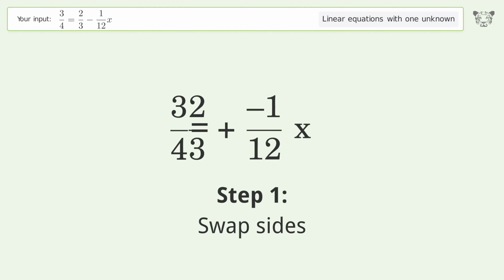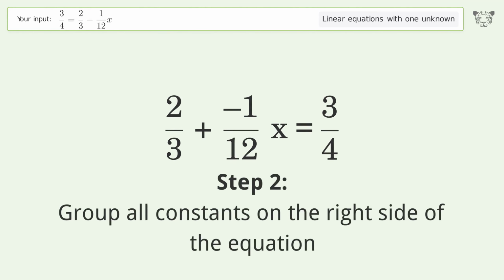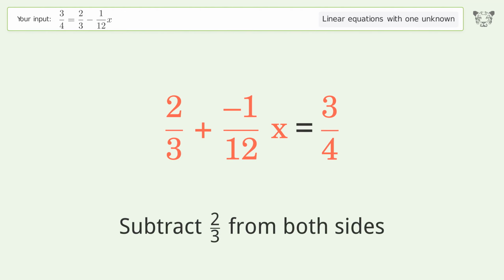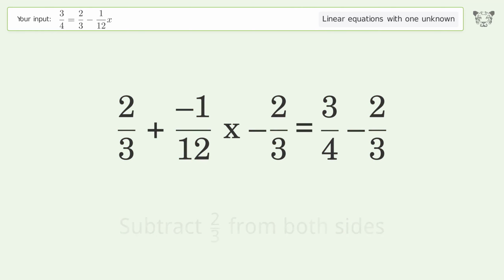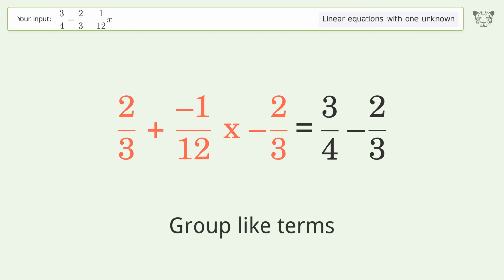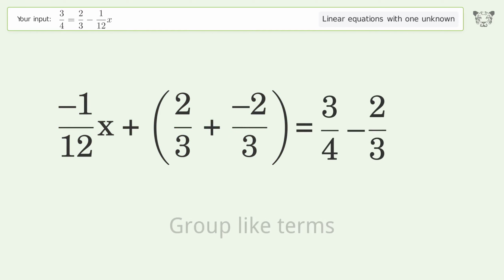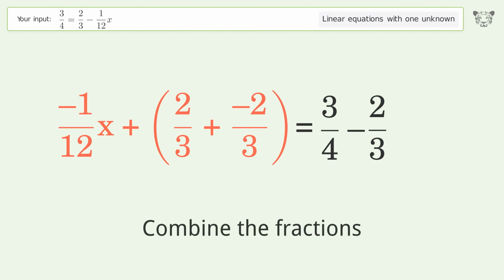Swap sides. Group all constants on the right side of the equation. Subtract 2/3 from both sides. Group like terms. Combine the fractions.